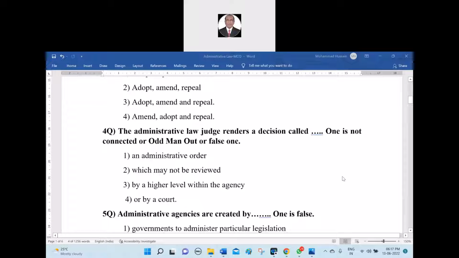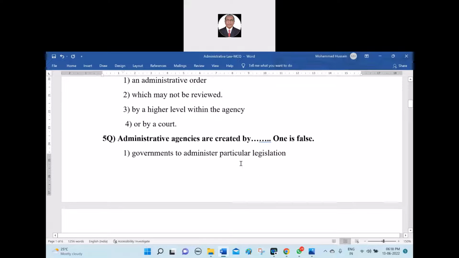I think which may not be reviewed. Yes, yes. Not, it should not be there. I put the not to give a confusion to you. So an administrative order which may be reviewed by a higher level within the agency or by a court. So the right answer for the odd man out for the fourth question is second option. Is it clear? Say yes. Yes.